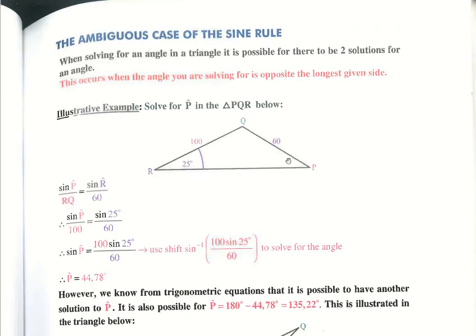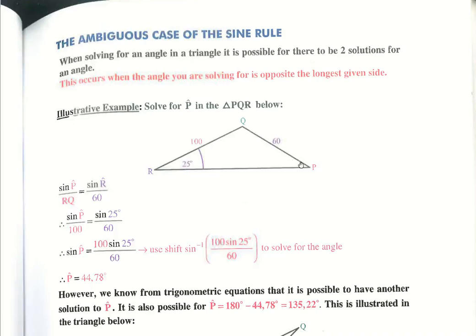Now, if you look at this triangle over here, this angle is opposite a side length 60, and it's adjacent to a side length 100. The ambiguous case will only occur when the angle that you are solving for is opposite the longest side. Now, clearly, this is the longest side. And if we want to solve for P, then we're going to have two different P angle sizes. Okay, you use the sine rule to solve for P. So you're going to put P first.